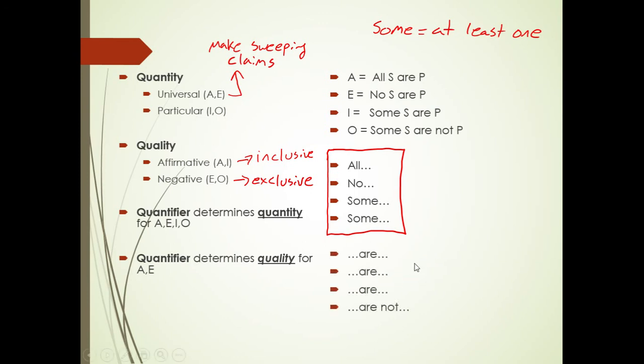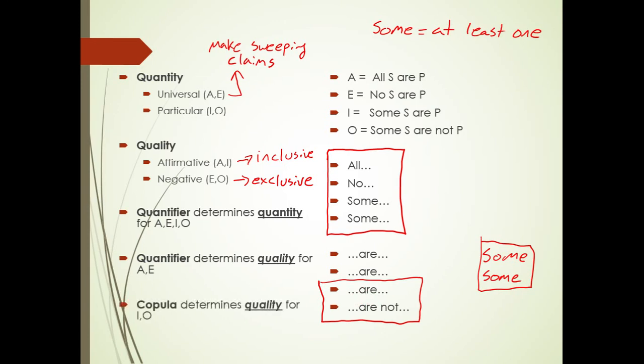But if you look at the quantifier for the I and the O form statements, that doesn't help you because they're the same. So some and some, these are the same words, and so you couldn't just look at the word some and say, aha, that's an affirmative or that's a negative statement. So for the I and the O form statements, you have to rely on the copula. And the copula is the are or the are not. And that's going to tell you what the quality is for the I and the O statements. So the copula determines the quality for I and O.